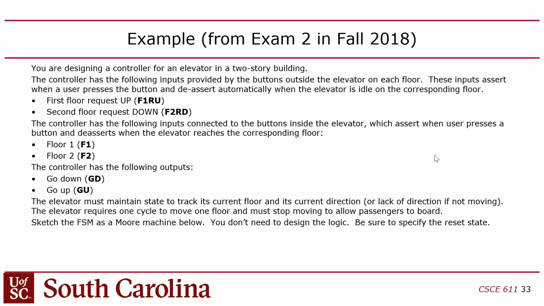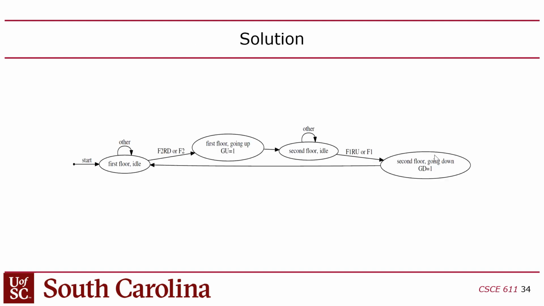So there's 4 inputs. There are two inputs corresponding to the buttons outside the elevator, 2 inputs corresponding to the buttons inside the elevator, and then there's a signal that tells it to go up or go down, right? So you have to keep track of essentially where the elevator is and what it's going to do next. So the solution here was just to create 4 states. There's a state for first floor idle, second floor idle, a state for first floor going up, and a state for second floor going down. And basically, if you're on the first floor idle, you'll transition to first floor going up when you get a request to go up either from the inside buttons or the outside buttons. Make sense? All right, so it's pretty simple.